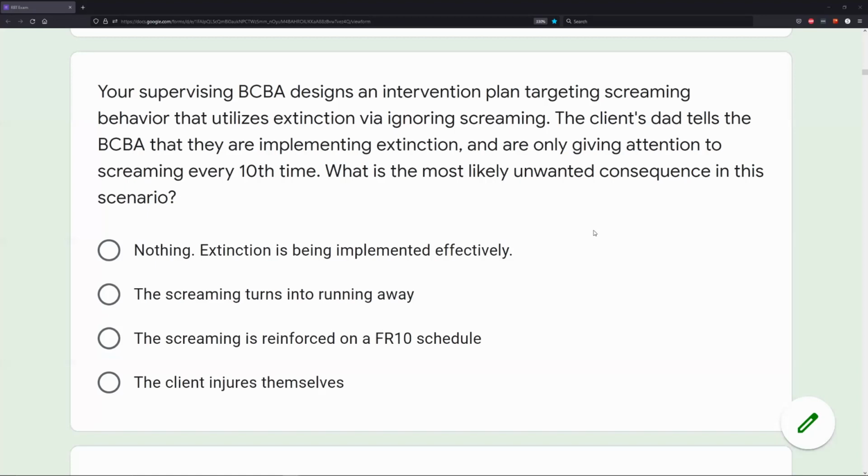What about D? The client injures themselves. Again, there's no indication the client is at risk to injure themselves. We're talking about screaming. We're talking about the client's dad implementing this procedure, okay? The best answer here is going to be C. The screaming is reinforced on an FR10 schedule. That's based on the information we're given.